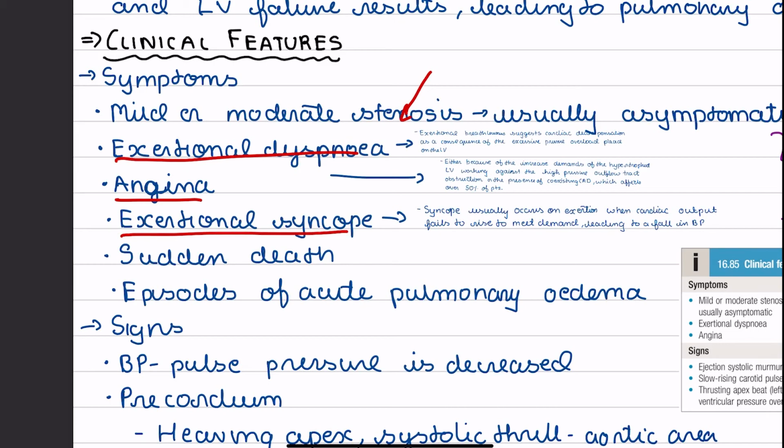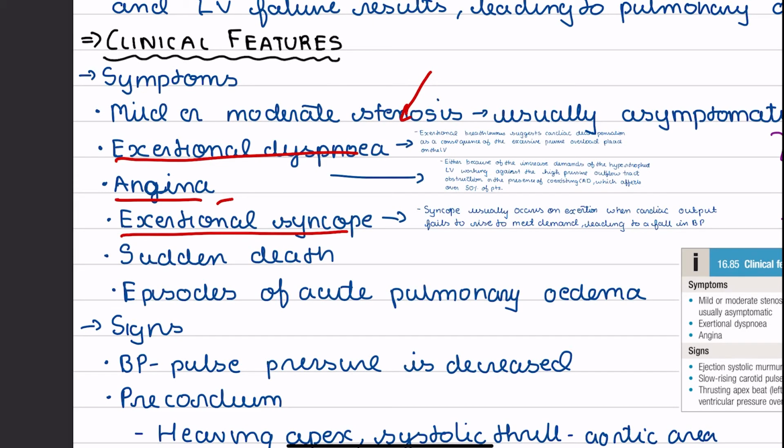It cannot pump enough blood through the narrowed aortic valve to keep up with this increased demand. So that leads to exertional dyspnea. Now, why does angina occur? As I said before, there's dilatation and hypertrophy of the cardiac muscle, but we cannot increase the blood supply to the heart because of the narrowed aortic valve. So the heart does not get enough blood supply, and that can lead to ischemia and angina.